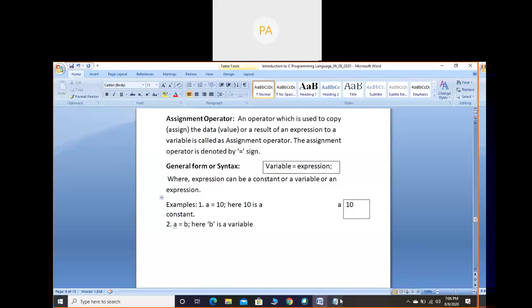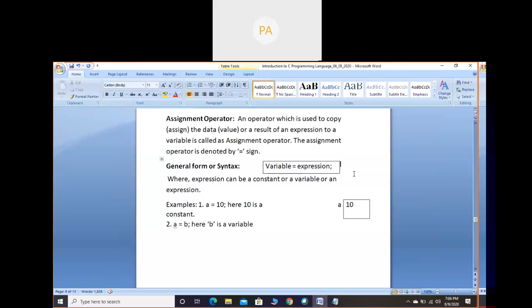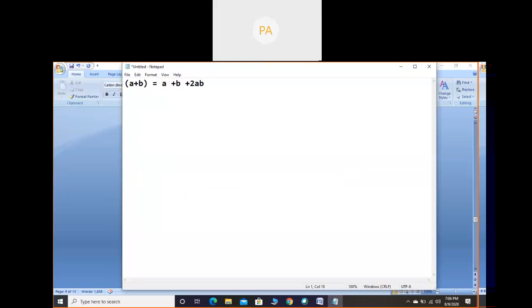So for example, in algebra, in mathematics we come across, just as an example, a plus b whole square. Okay, so here in notepad I don't know how to denote it, but I'm explaining it. a square plus b square plus 2ab. So in this way we come across one formula. Similarly, in programming language formulas are called syntax or general form. So for assignment operator we have the formula, that is variable equals to expression. Okay, so this is the formula, variable equals to expression.